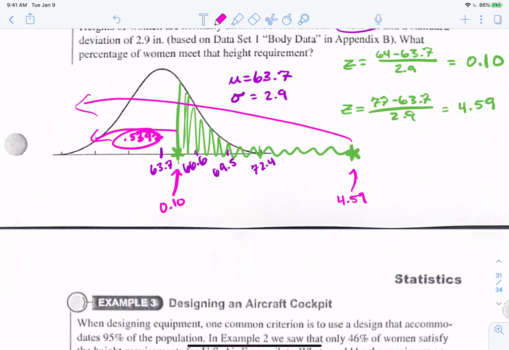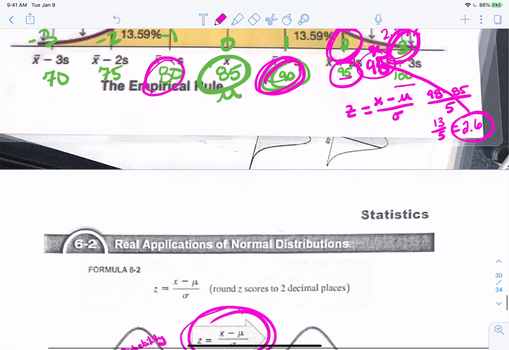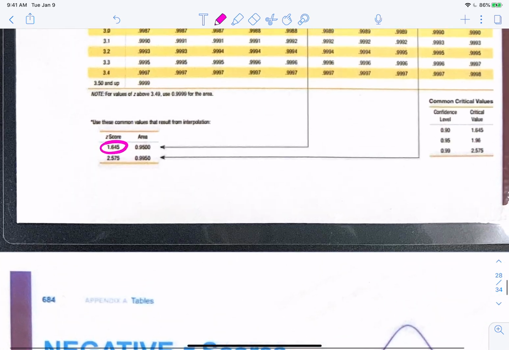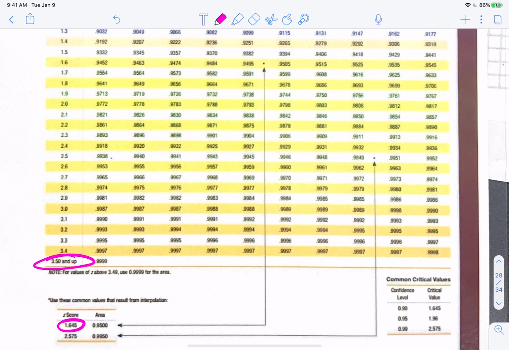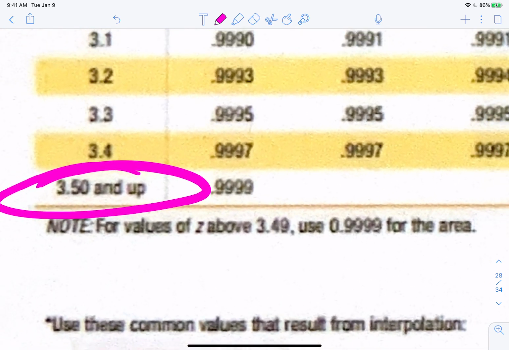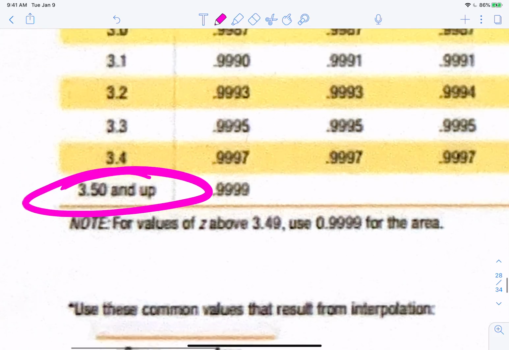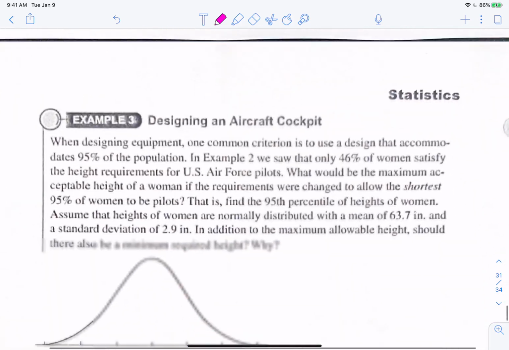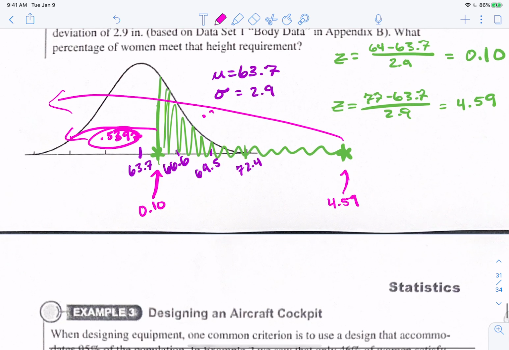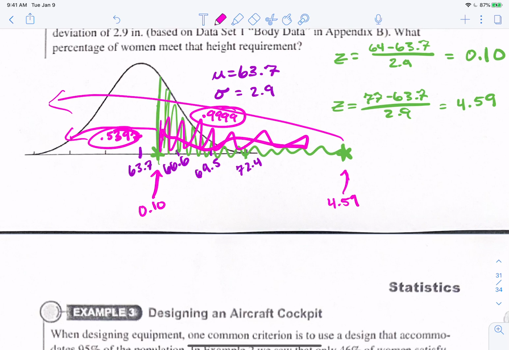Okay? Now, we're looking at 4.59. 0.9999. If you look on the positive chart, 3.5 and up is 99.99%. So anything that's larger than 3.5 as a z-score is way off the chart. 99.99% of people are below 3.5, which should be right. Like 77 is a huge number, right? 99.99% is from here on back, and I want to know what's in between those two. So then subtract those guys.